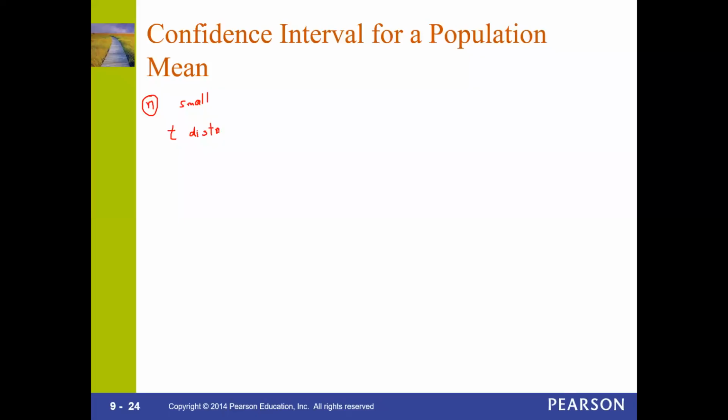You don't need to worry about that that much. If you have a TI-83, it should be able to help you out. We talked about last time how to find the t. And if you have a large sample, you can use the z distribution.